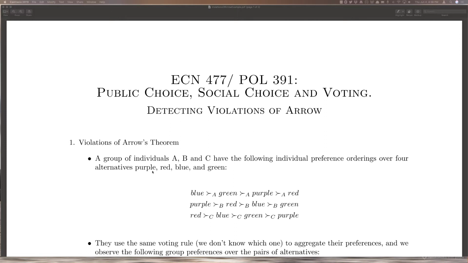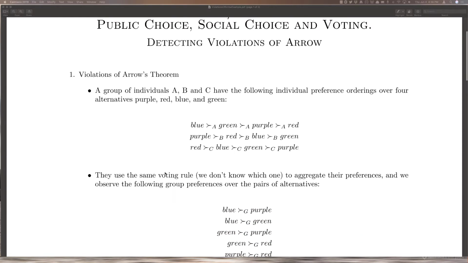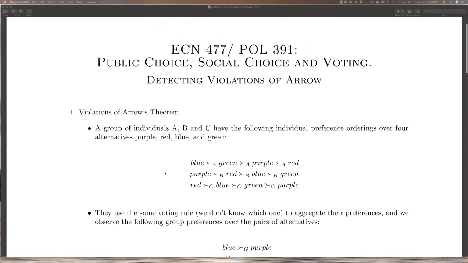Hey everyone, I put up an example of the violations of Arrow's theorem problem a little earlier today on Canvas, but I just wanted to go through it here in a video since I didn't have it prepared for the Zoom review I did earlier.